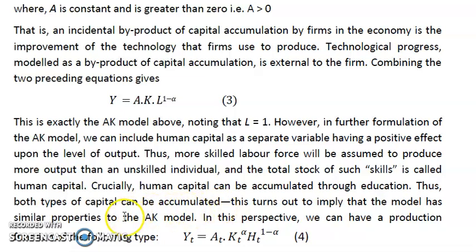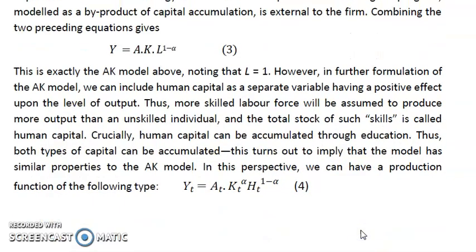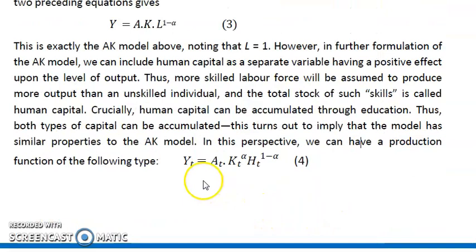Thus, both types of capital can be accumulated. This turns out to imply that the model has similar properties to the AK model. Both human capital and physical capital can be accumulated. In this perspective, we can have a production function of the following type: Y_t equals A_t into K_t raised to alpha, H_t, that is human capital at time period t, H_t raised to 1 minus alpha.